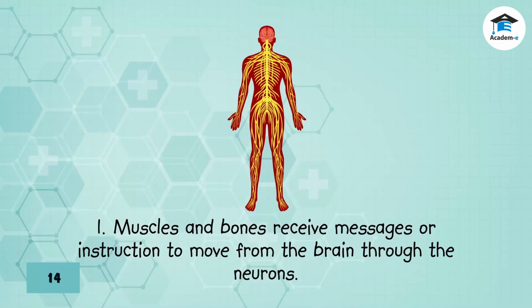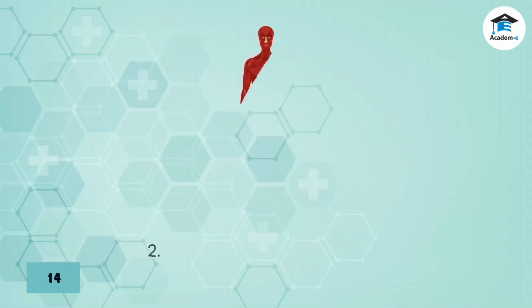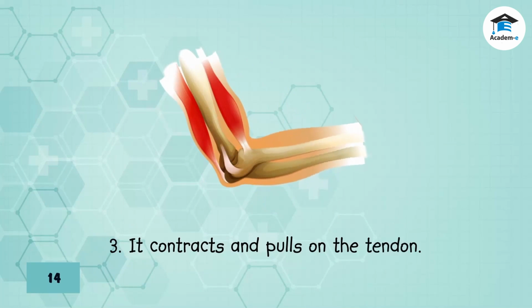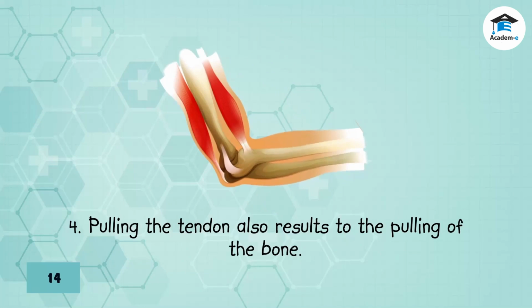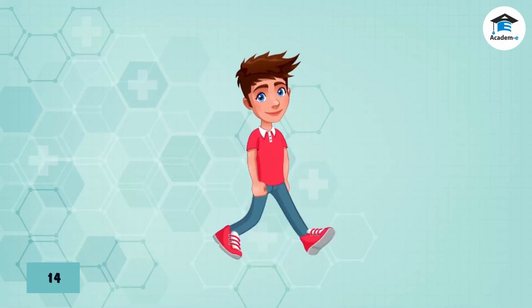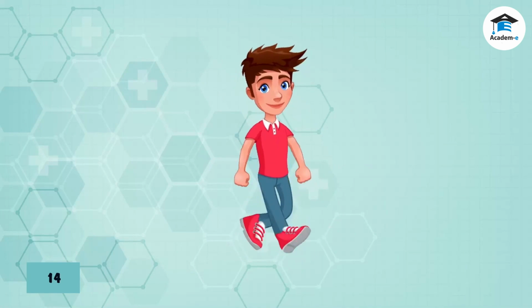Body movement starts when the muscles and bones receive the messages or instruction to move from the brain through the neurons. The muscle becomes activated. It contracts and pulls on the tendon. Pulling the tendon also results in the pulling of the bone. Now, you can see that your arm or leg is raised. The process repeats, allowing you to walk or move your arms.